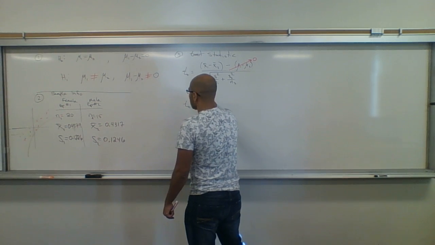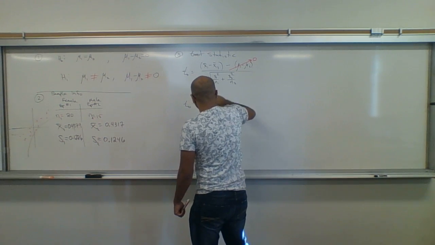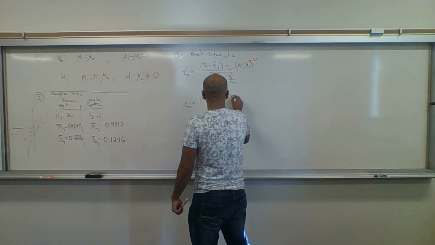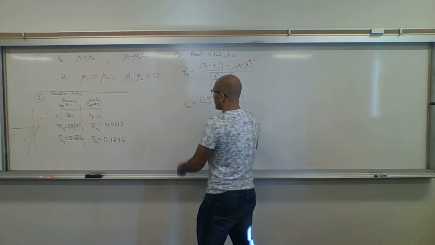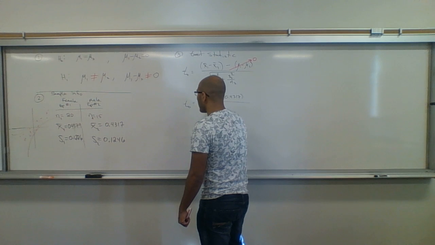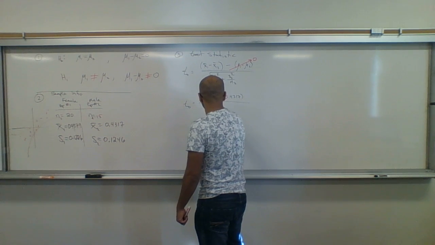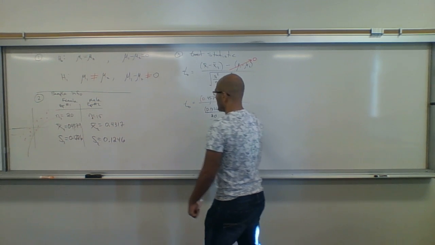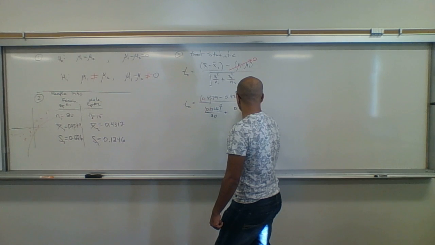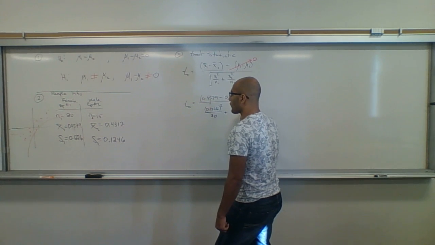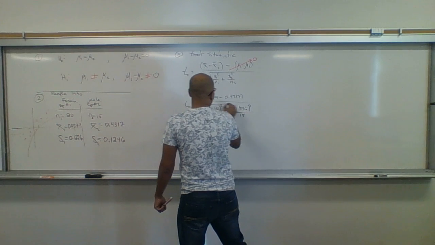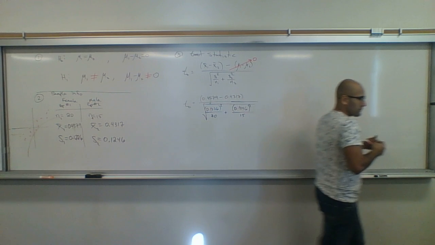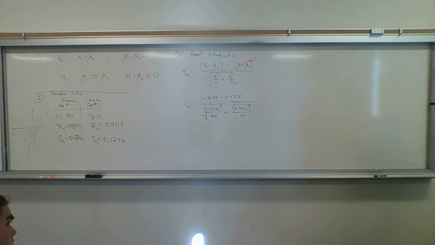It's going to be 0.4579 minus 0.4317, divided by the square root of 0.1226 squared over 20 plus 0.1246 squared over 15. So that's kind of ugly. Worthy of this calculator.